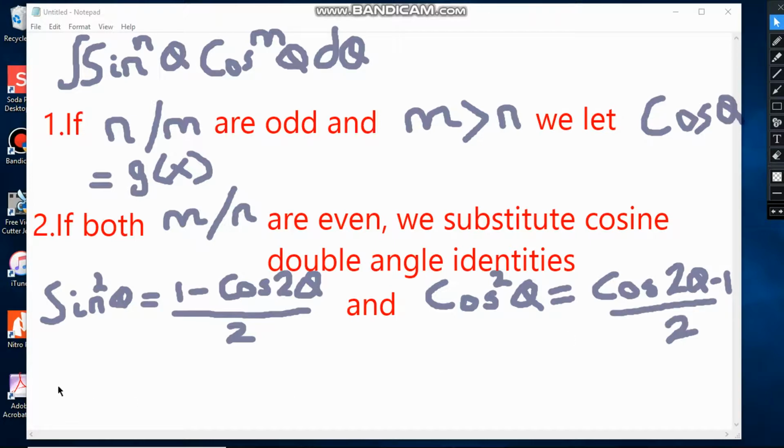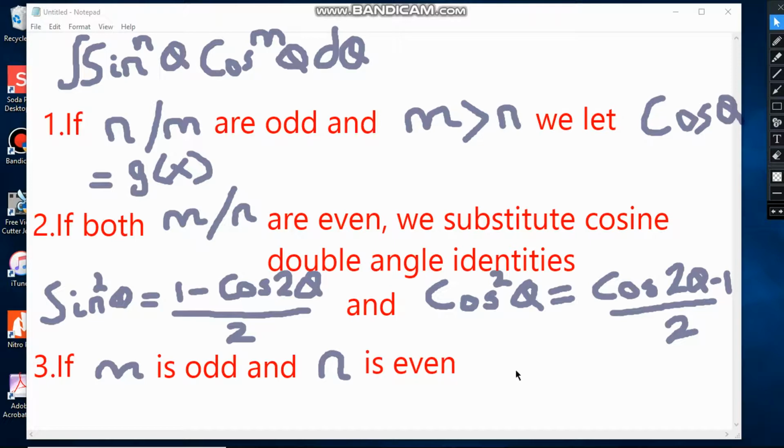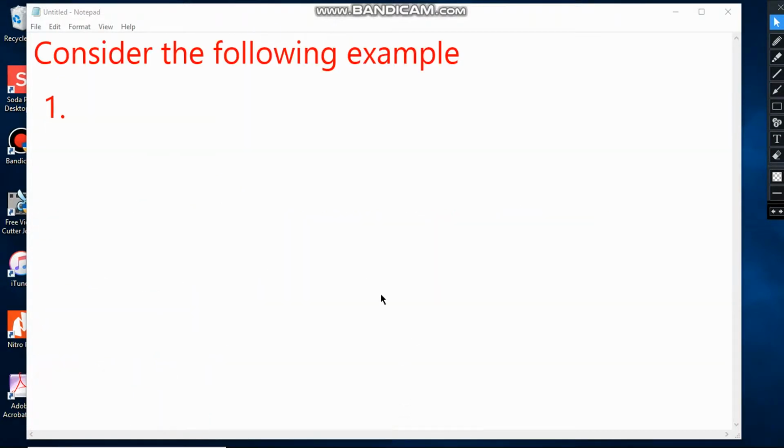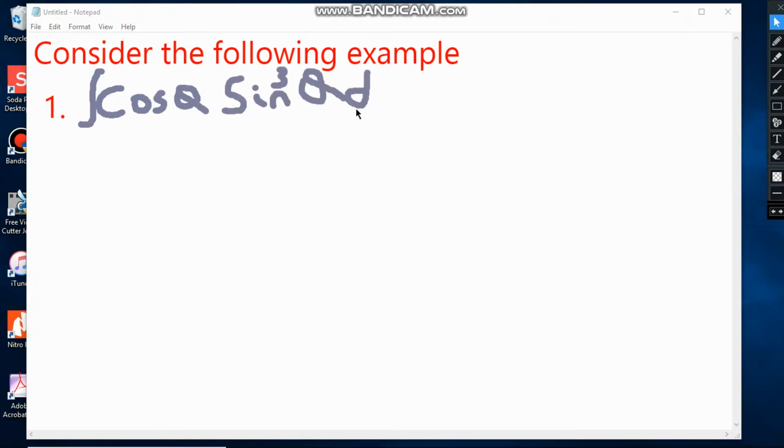Okay, if m is odd and n is even, then we let the value under n, which is sin theta, be equal to g of x. To understand this principle, let's look at some examples. For example, integrate cos theta sin raised to 3 theta d theta.